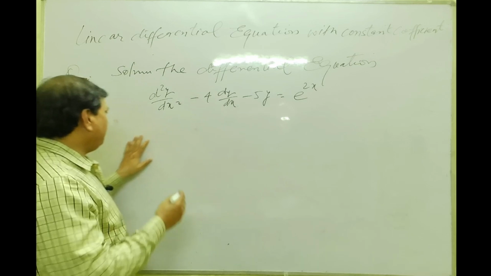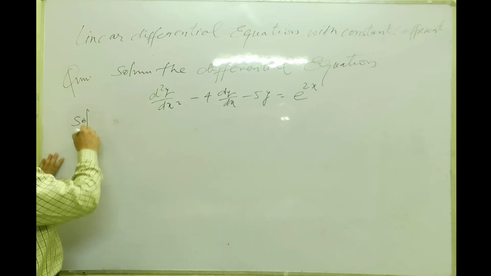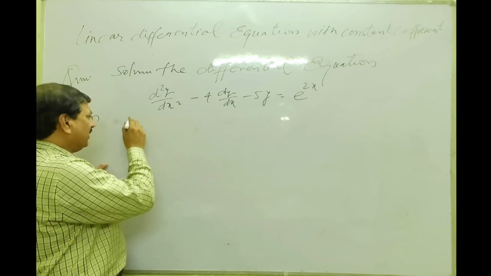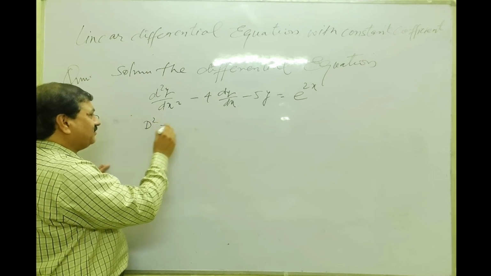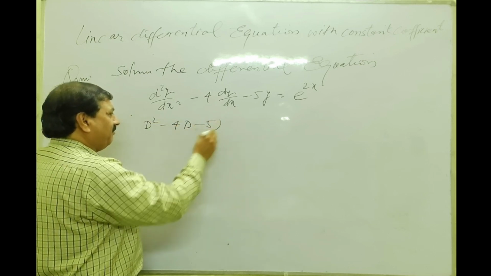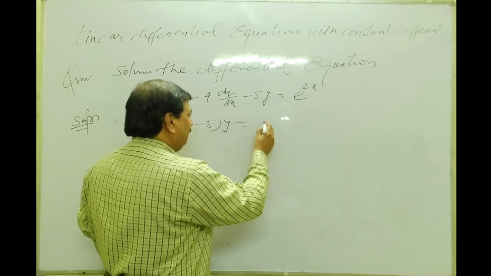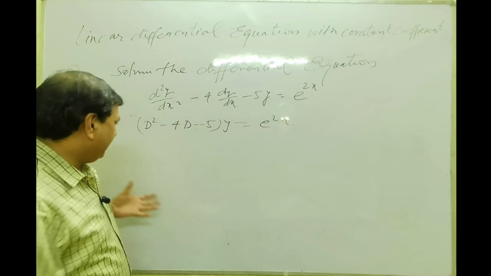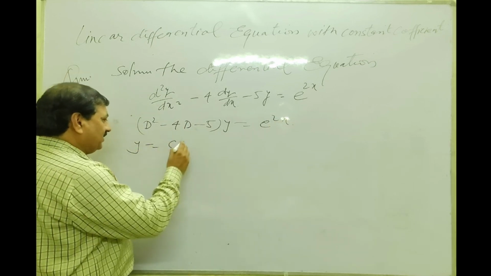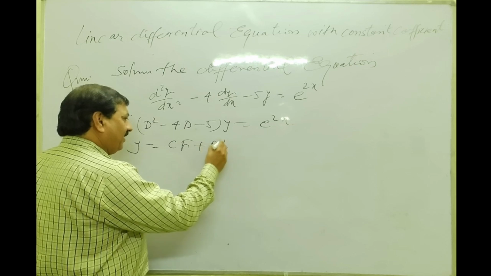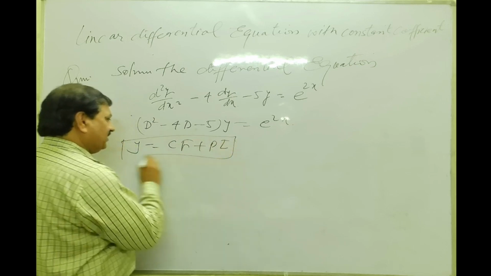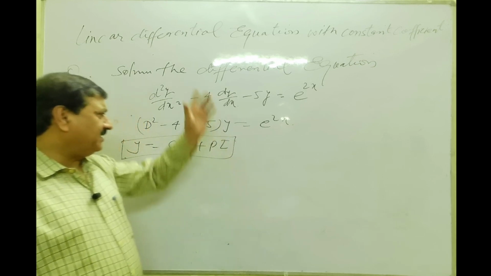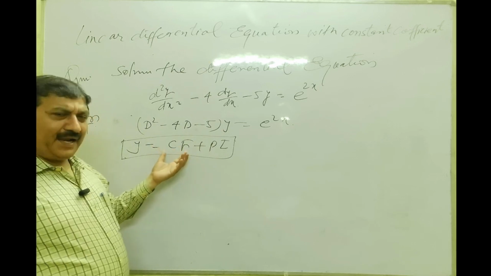The given differential equation can be written as (D² − 4D − 5)y = e^(2x). Converting to this form, the solution is y = CF + PI. This is the complete solution of this question, and a very important formula from the point of view of the examination. Here we first find the CF.